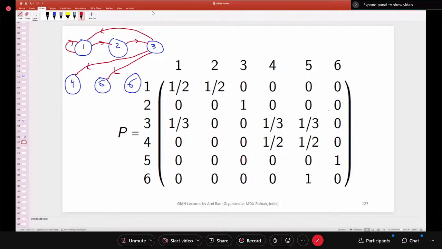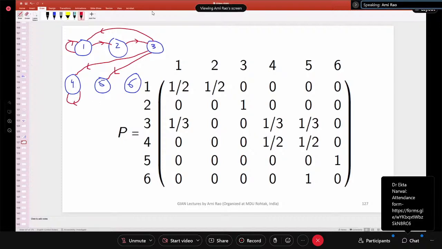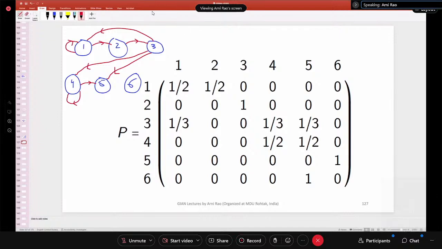And then 4 to 4 communication happening, 4 to 5, and 5 to 6, and then 6 to 5.